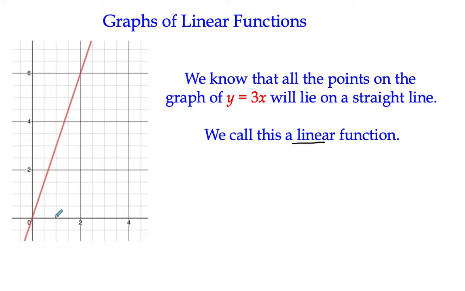So for instance, when x is 1, y is 3, so the point (1, 3) lies on the line. And when x is 2, 2 times 3 is 6, so the point (2, 6) lies on the line. (0, 0) lies on the line. The point (1/2, 1 1/2) lies on the line because that's 3 times a half. So in other words, there's that relationship between the x and the y coordinates, always a straight line.